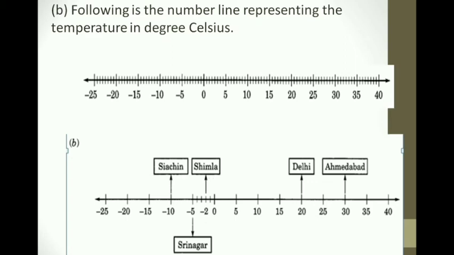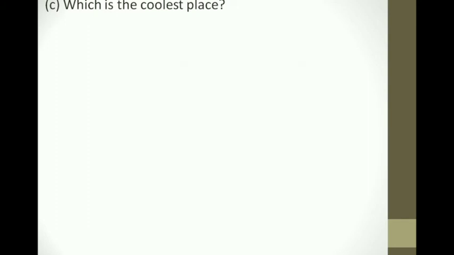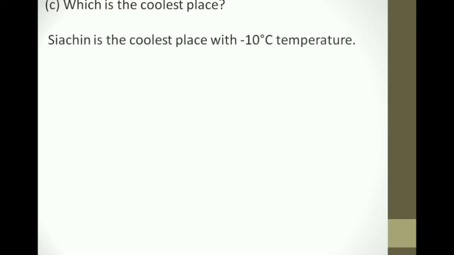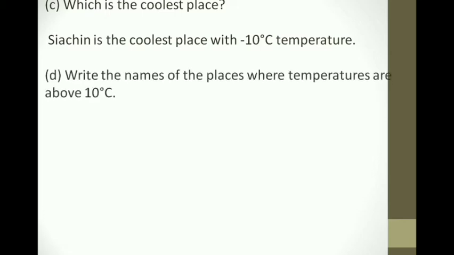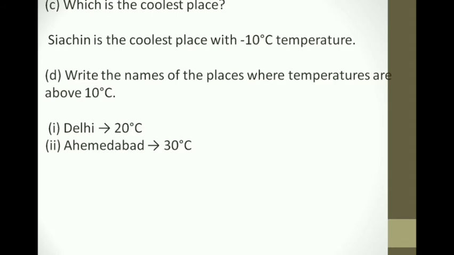Okay. So which is the coolest place? Of course Siachen, because it is with negative 10 degree temperature. Write the names of the places where temperatures are above 10 degrees Celsius. Yes, it is Delhi and Ahmedabad. Delhi is 20 degrees Celsius and Ahmedabad is 30 degrees Celsius.